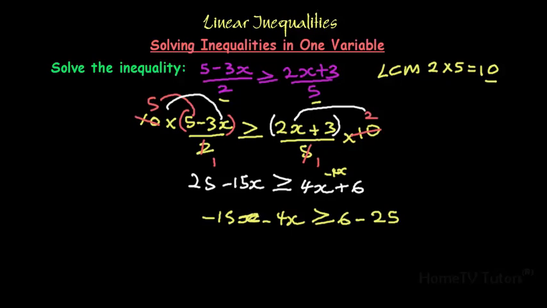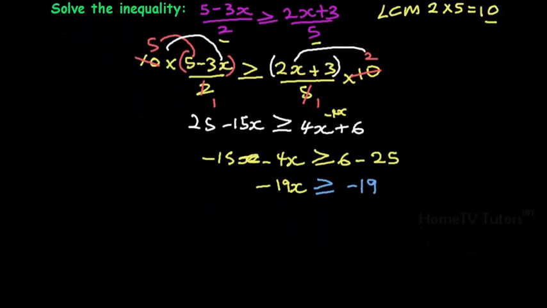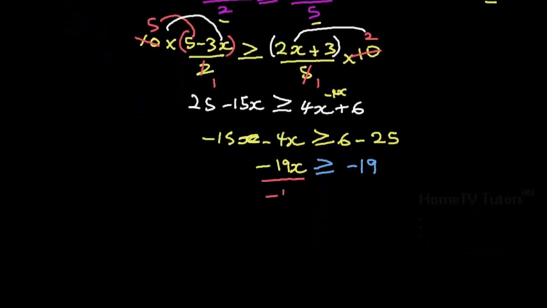Okay, so now minus 15x minus 4x will give us what? Minus 19x. Okay, so the sign still remains greater than or equal to. So now 6 minus 25 will give us what? Minus 19. Alright, so this time around we divide by a negative value, minus 19. We divide both sides by minus 19.